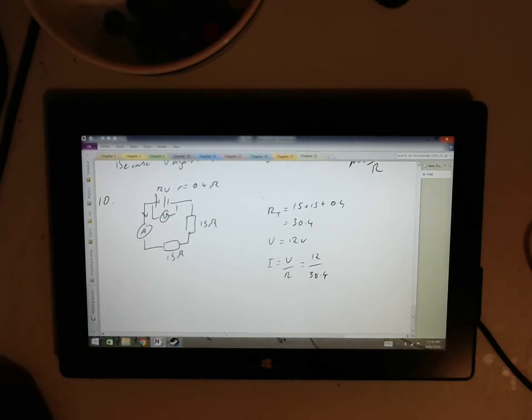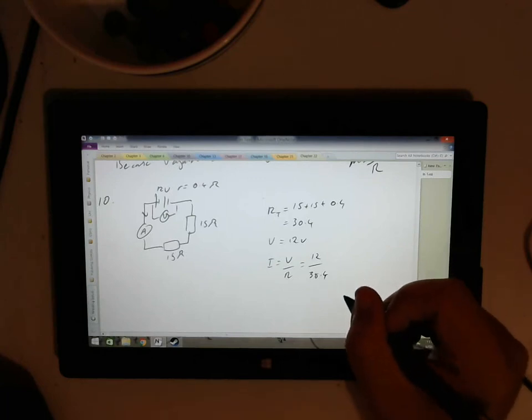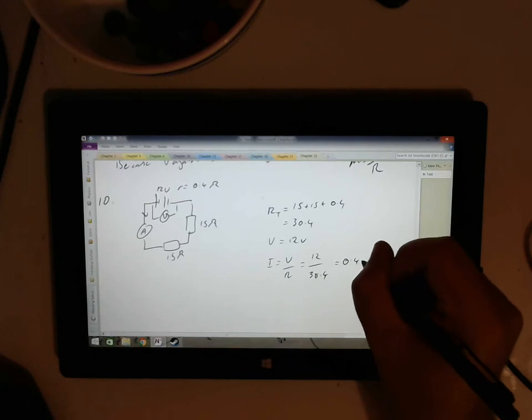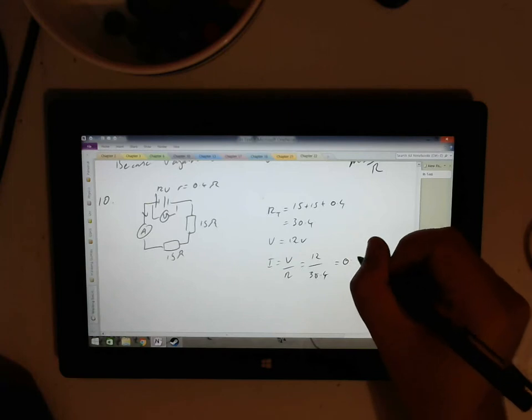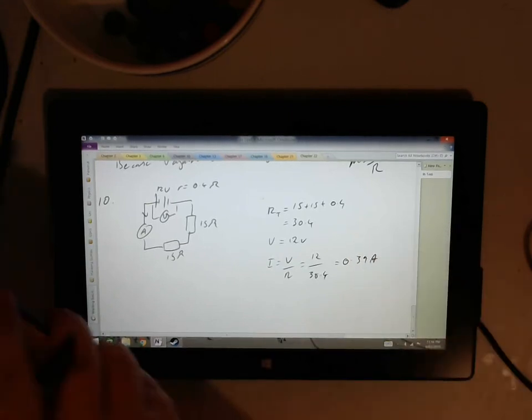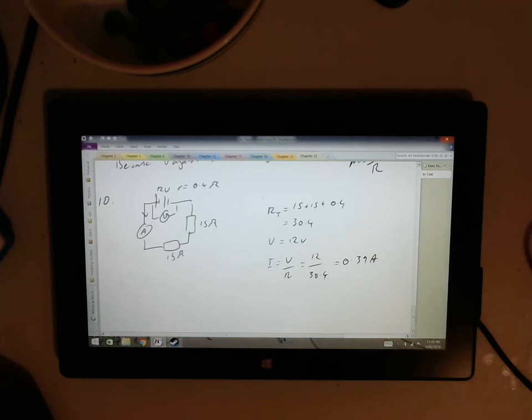We plug that in, 12 divided by 30.4 gives me around 0.4 amps. Now if we double check our answer there, we see that should be 0.39. So I rounded up, but instead of rounding up, let's put that at the correct one. 0.39 amperes of current. If we were to work it out in electrons, we could figure out how many electrons are getting pushed through every second. But in terms of amperes and current, it's 0.39 coulombs per second.